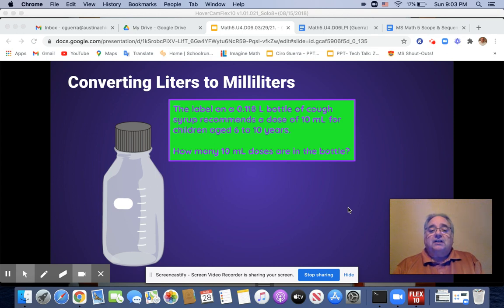Our do now problem: the label on a 118 thousandths liter bottle of cough syrup recommends a dose of 10 milliliters for children aged 6 to 10 years. How many 10 milliliter doses are in a bottle? First, I'm going to ask you to pause and give me the answer to how many milliliters are there in 1 liter. Pausing the video.